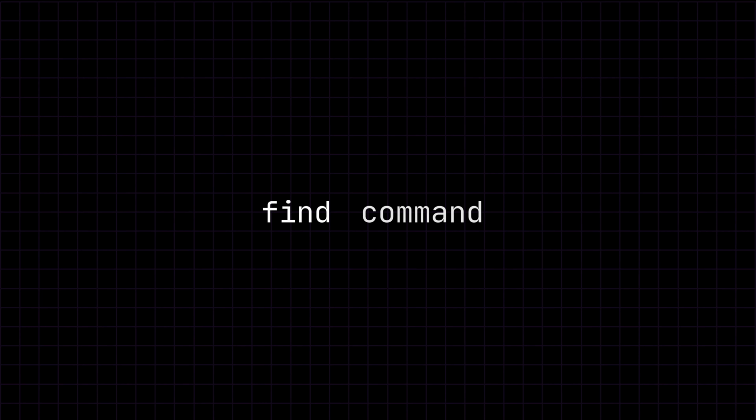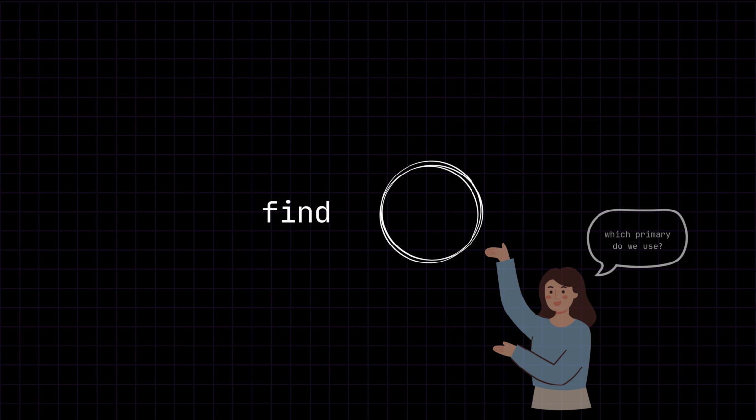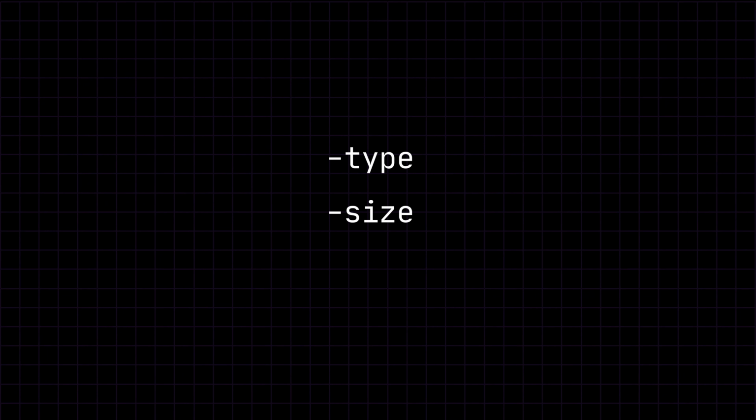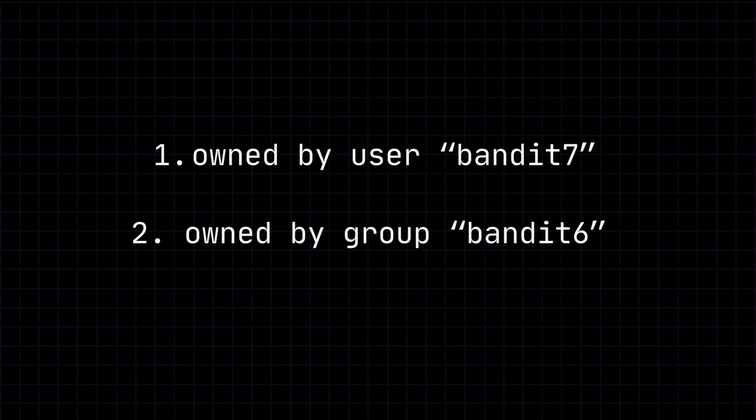For this level, we will still be using the find command, but which primaries do we need to use? Just a quick recap. If you forgot what a primary is, think of them like a condition or filter you use to help specify what you want the find command to search for. These are some of the primaries we used so far in previous levels. And this is an example of how to use the find command that searches for a file size of 1033 bytes. Now, back to our level.